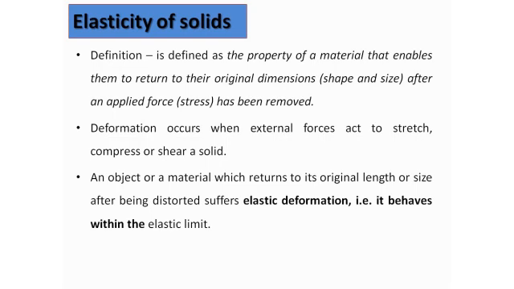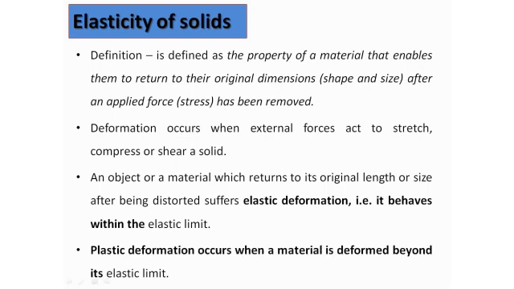If we pull both ends of the rubber band, it will stretch, but after removing the force, or after releasing the rubber band, it will come back to its original position. So that is the elastic deformation, and this elastic deformation occurs within the elastic limit. But if we cross the elastic limit, what will happen? The rubber band will break, right?